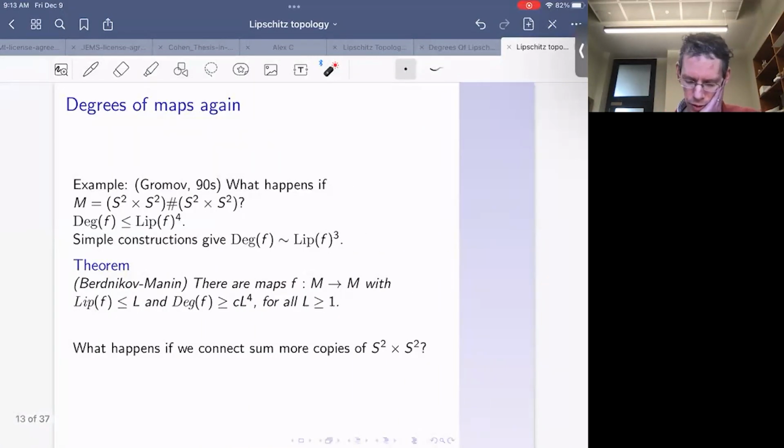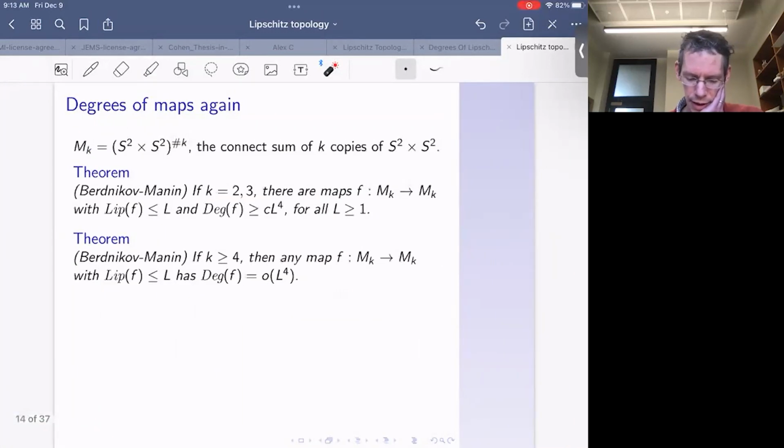And then they wondered, what would happen if we connect some more copies of S2 cross S2? And they thought about that. And they figured out that, let's say M sub k is take S2 cross S2 and connect it with itself k times. If k is 2 or 3, then we can make L-Lipschitz maps with degree on the order of L to the 4th. But if k is at least 4, then there's a transition, and then the degree is little o of L to the 4th.